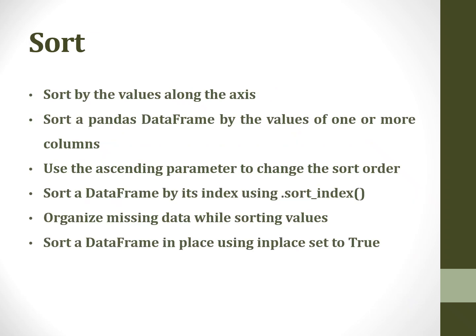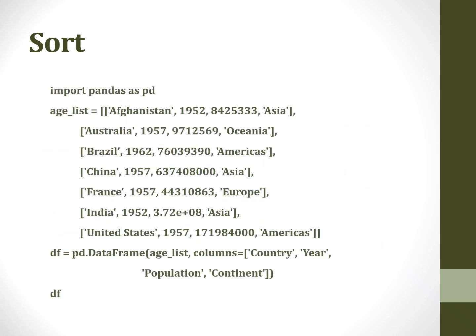Okay. Next comes sort. Sort is sorting the values along the axis. You can sort the data frame based on one or more columns. We use the ascending parameter to set the sort order. We can also deal with NaN values in the place of sorting. If you want to sort in a particular order, you use ascending equal to true or descending equal to true.